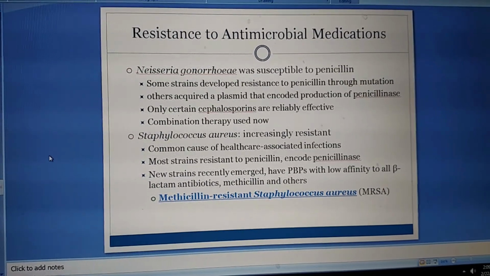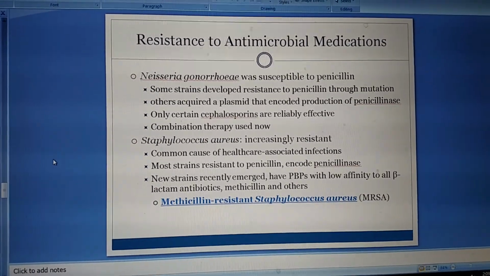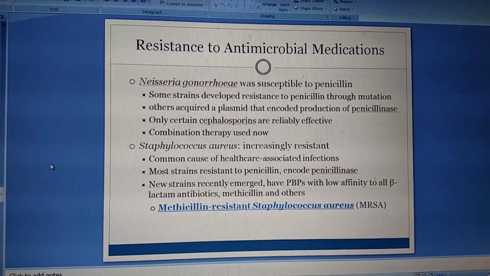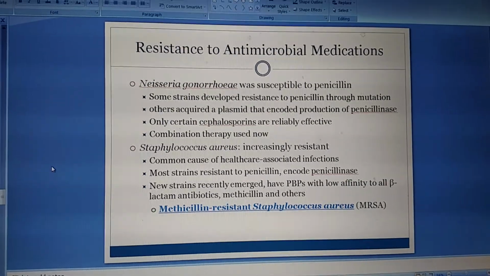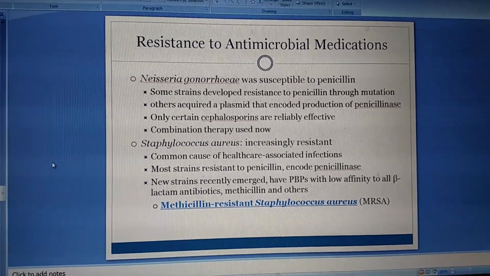Gonorrhea used to be susceptible to penicillin. Now it's not. Some have mutations, others have acquired plasmids. Only certain cephalosporin medications are actually effective right now, so you have to use combination therapies with gonorrhea. Also, Staph aureus is becoming resistant.